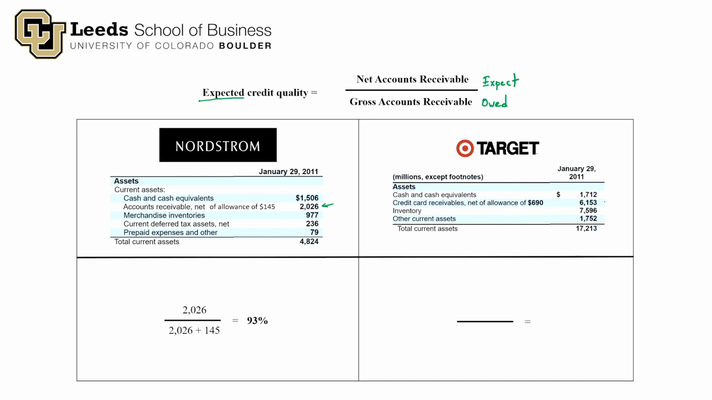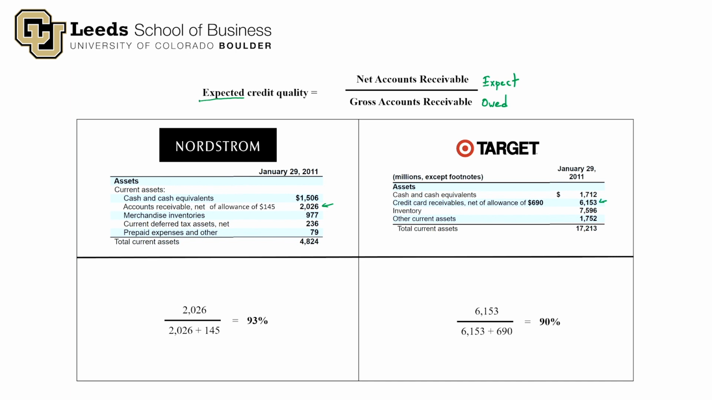Target, okay, net accounts receivable is right here, credit card receivables of 6153, that's what they expect to collect. So that 6153 goes in the numerator. And the denominator is gross accounts receivable, so 6153 plus the allowance of 690. And Target expects to collect 90%.